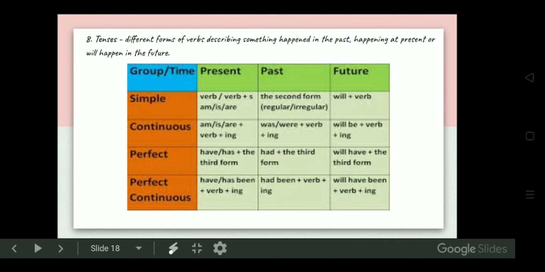We have the simple present tense, simple tense. We have the continuous tense, perfect tense, and perfect continuous. And you can see simple present, simple past, simple future. So these are the things that you also need to master.